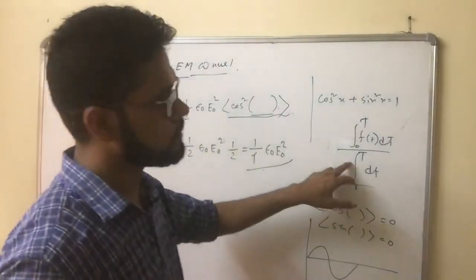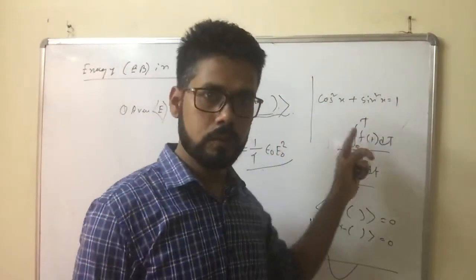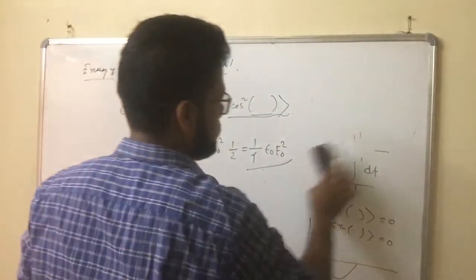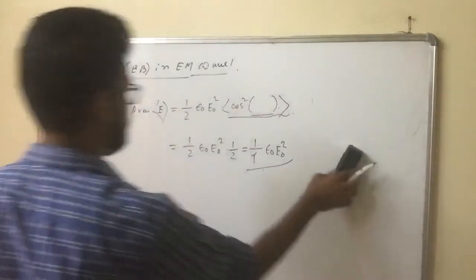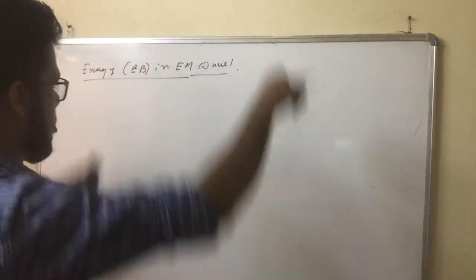You can say this using the formula, so no problem. But in short, cos square plus sine square is equal to 1. So the cos square average must be half, and the sine square average must be half. Okay. This is the energy associated with the electric field.